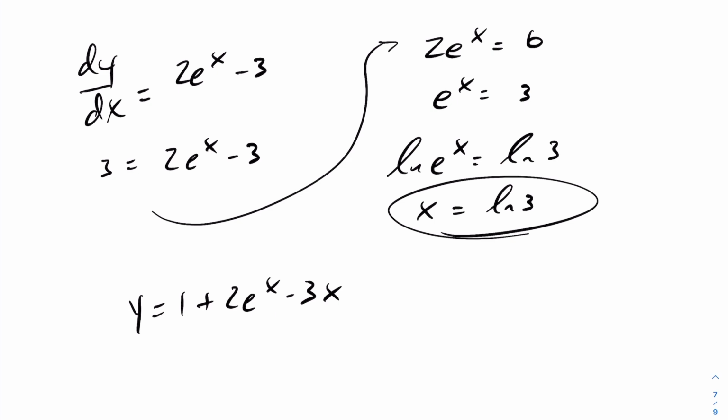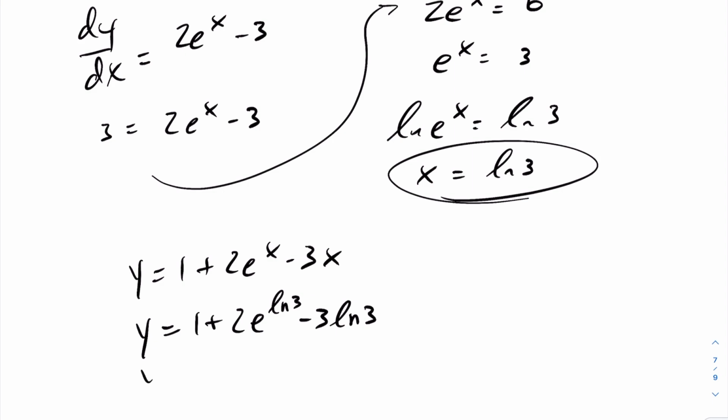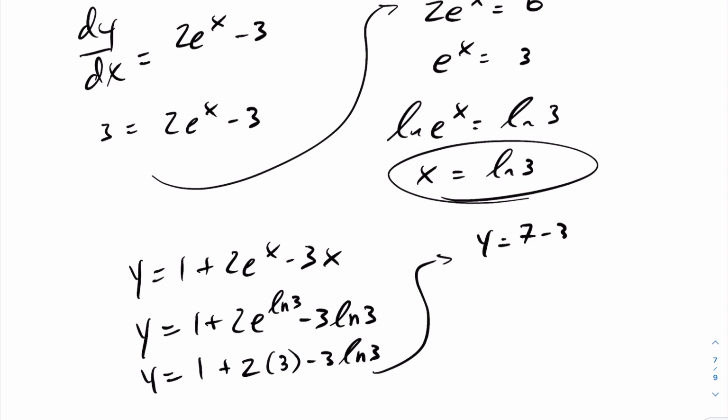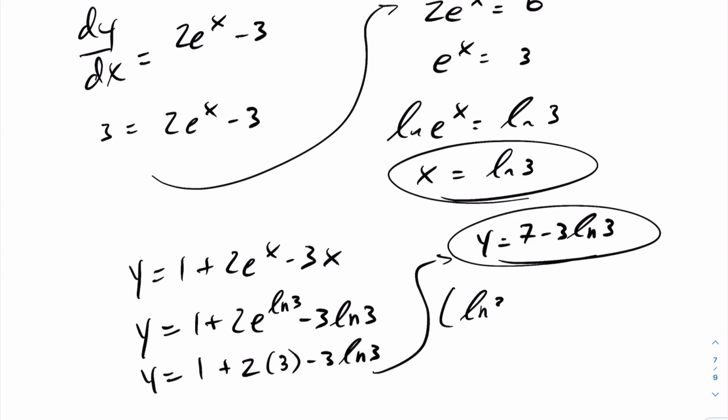Take the ln of both sides of our equation, in which case here we get x equals the ln of 3. Subbing this in to find our corresponding y value, we get y equals 1 plus 2 e to the ln of 3 minus 3 ln 3, in which case here we get 1 plus 2 times 3 minus 3 ln 3, and we get y equals 7 minus 3 ln of 3. So the point on the curve y equals 1 plus 2 e to the x minus 3x that has a tangent line parallel to the line given in the above equation is ln 3, 7 minus 3 ln 3.